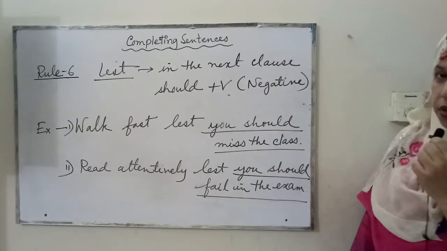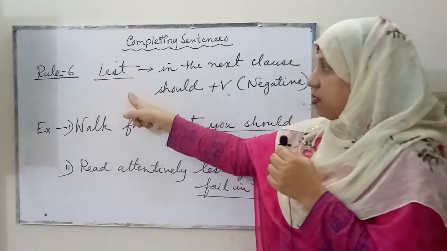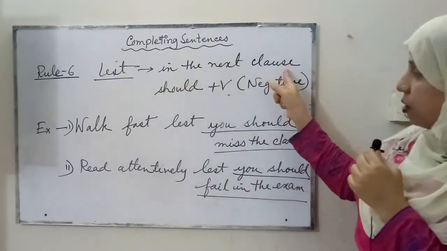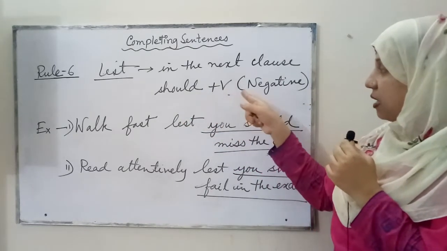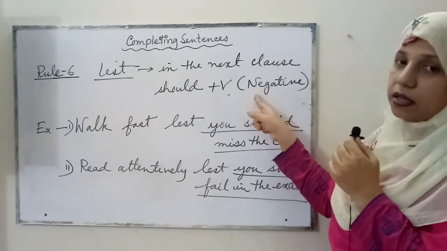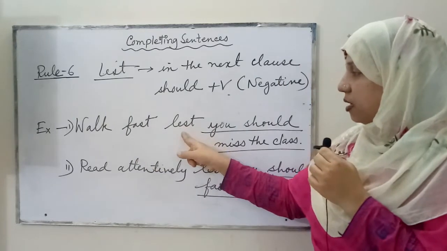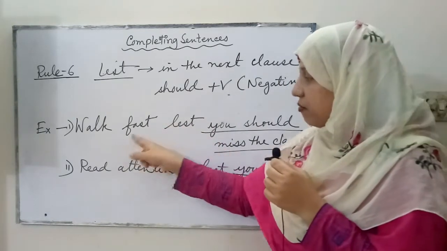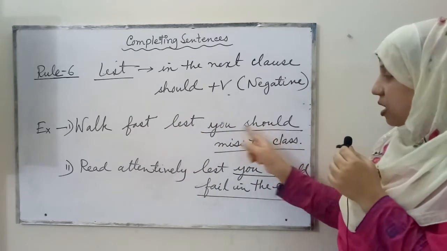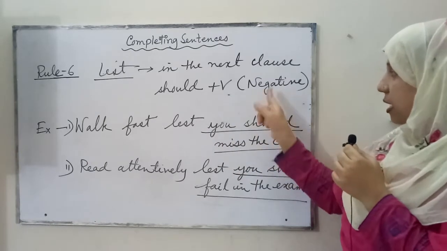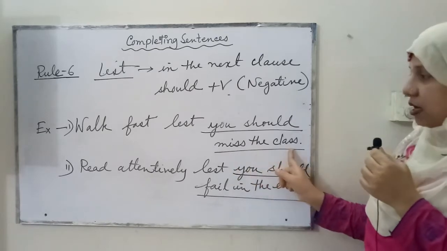Next comes rule number 6. If you see lest in the incomplete sentence, then in the next clause you have to use should before the verb, and those verbs will be in the negative. For example, walk first, then you see it is lest. So walk first, lest, then you have to use should after the subject. You should, and of course a negative verb, that is miss the class.